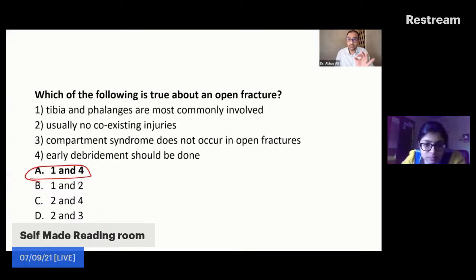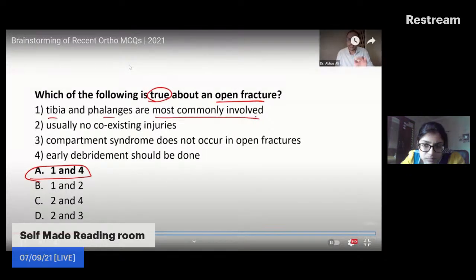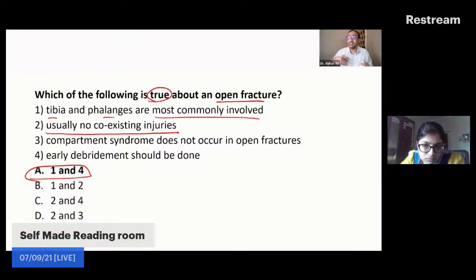Why? Now let's explore the options. Which of the following is true about open fractures? Tibia and phalanges are most commonly involved. Yes. In my every duty, when I get many polytrauma patients, the majority of them will have open fractures of the lower limb, particularly of the leg and the foot. This is correct. Usually no coexisting injuries. Is that possible? A patient with polytrauma has multiple injuries all over the body. So this is not right.